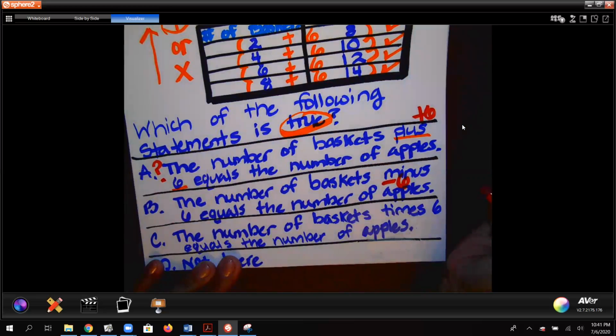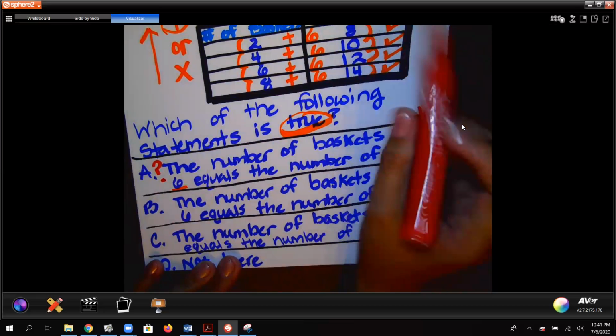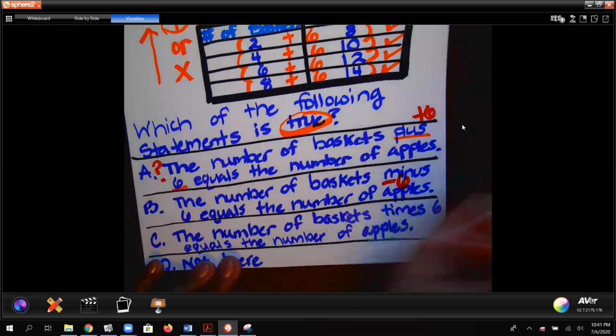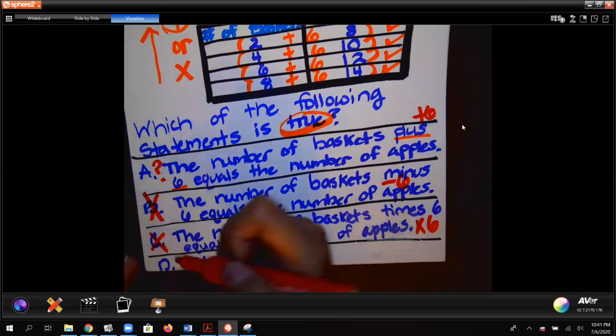No, it would be minus 6 if we're going the opposite way. The number of apples minus 6 equals the number of baskets, right? But that's not what it says. So that one's not it. C, the number of baskets times 6 equals the number of apples. So here they multiplied. So that's not correct. And D says not here.